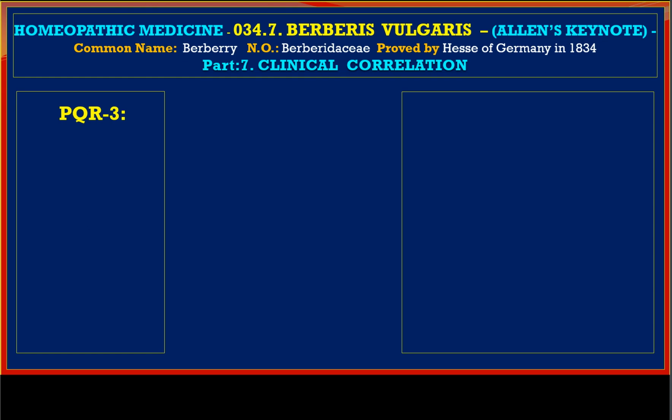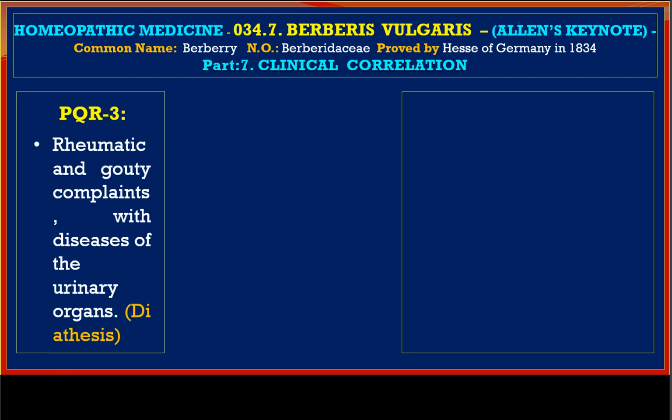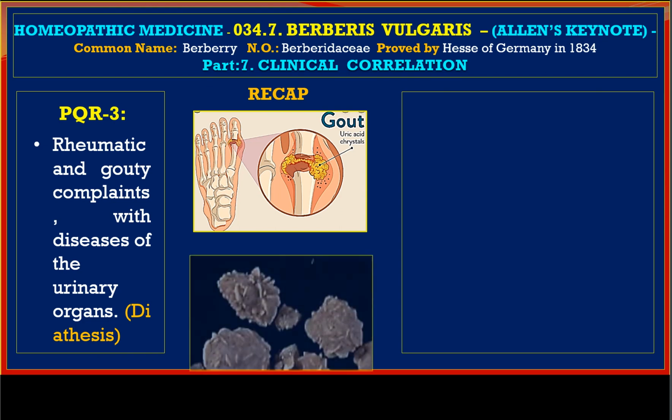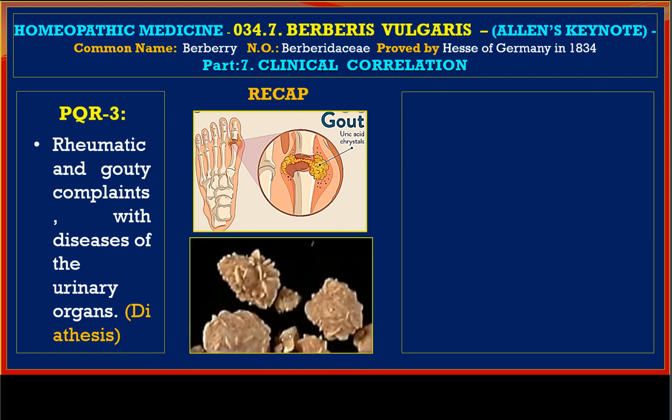So PQR3 tells us about rheumatic and gouty complaints with disease of the urinary organs. This is a diathesis of the Berberis vulgaris patient, where we can recall that gout uric acid crystals get deposited in the joints. They can also get deposited in the urinary tract and form uric acid stones. Ultimately these stones damage the kidney, leading to secondary hypertension.